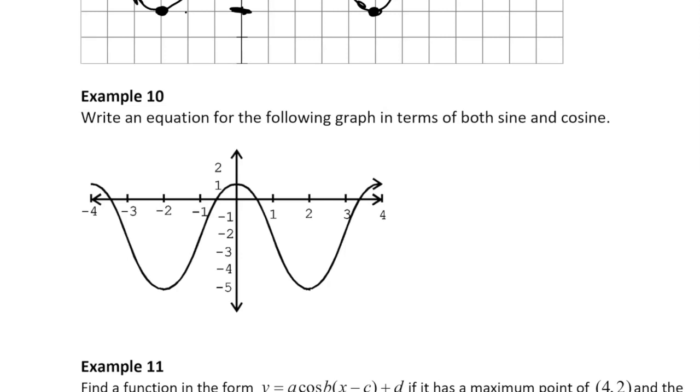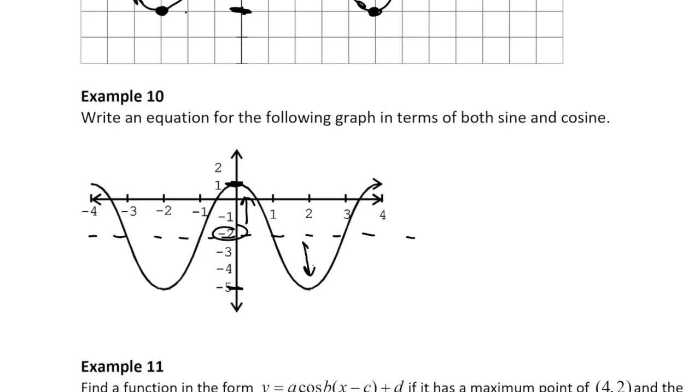Let's apply our DOCP. Our maximum here is at 1 and our minimum is at -5. So our average, our displacement line here, would be at -2, because we would be going up 3 and going down 3 from right there. So we know our displacement, our d value, will be -2.